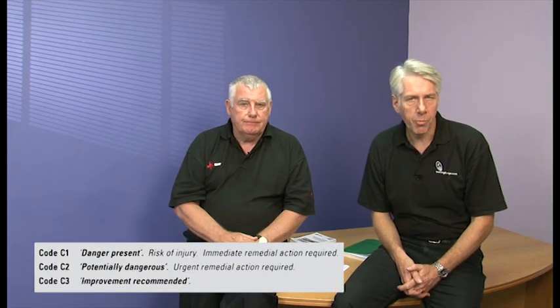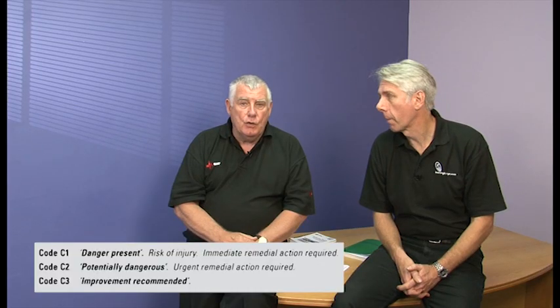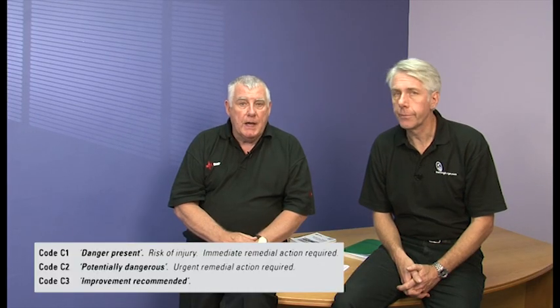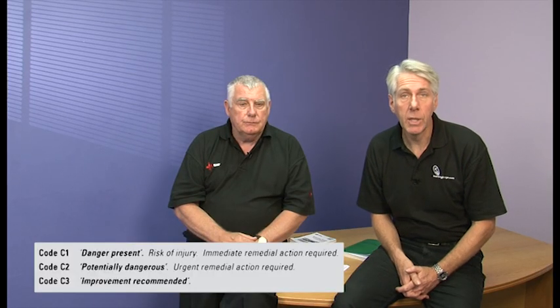C1 means danger present and immediate remedial action is required. C2 means potentially dangerous and urgent remedial action is required. Code C3 means improvement recommended. When it comes to making the overall assessment of the condition of the installation, any C1 or C2 conditions that have been identified must result in an unsatisfactory outcome.